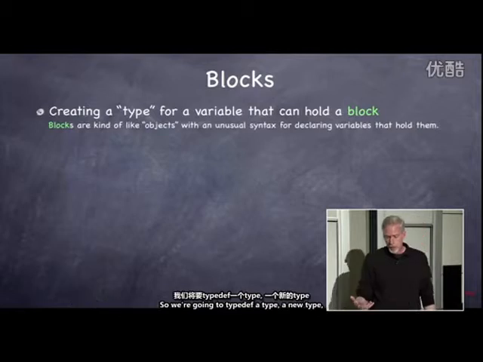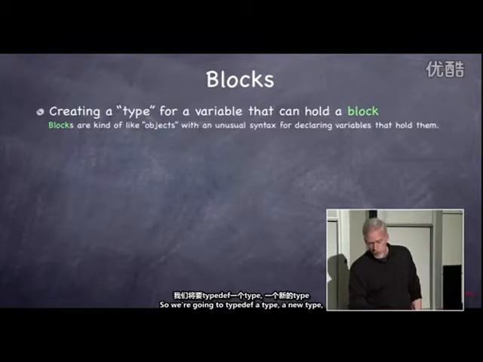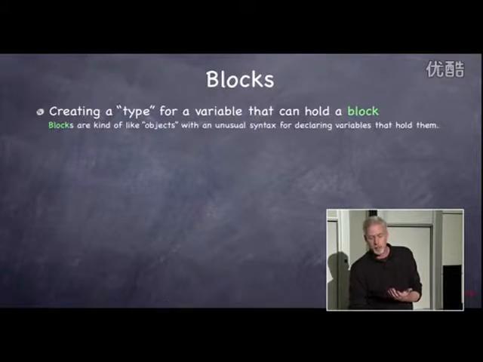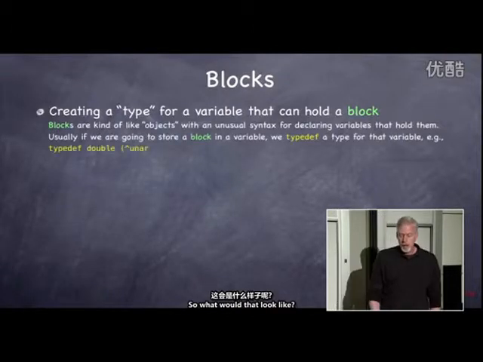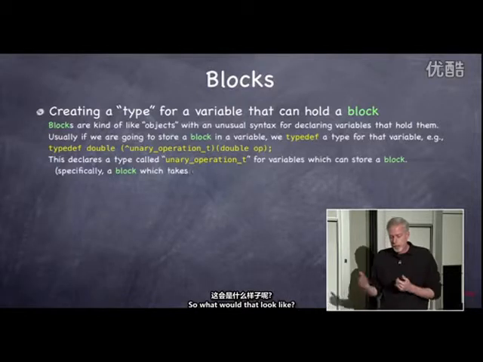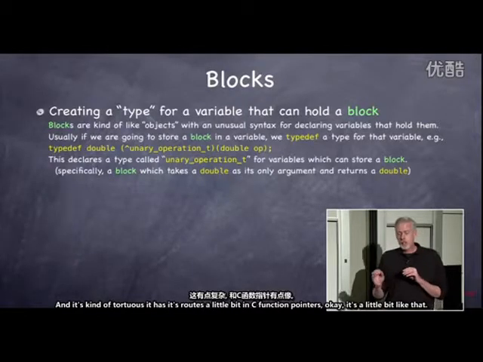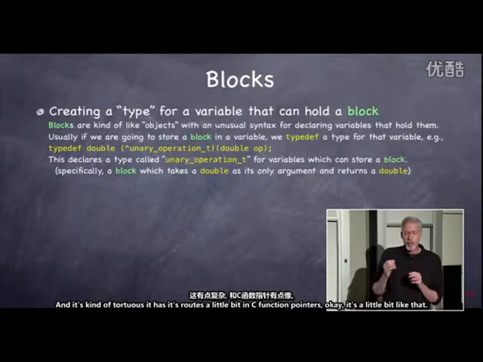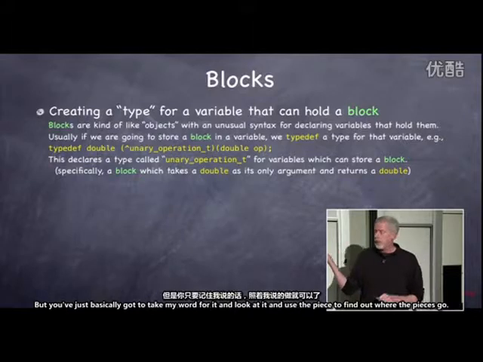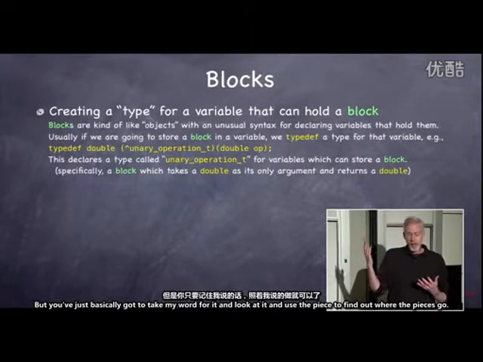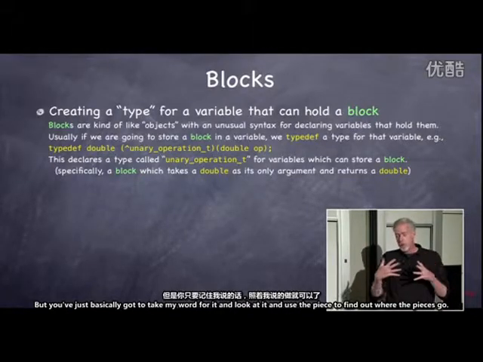Okay, so we're going to typedef a new type for a variable whose value is a block. Okay? And so what would that look like? It's kind of tortuous. It has its roots a little bit in C function pointers. It's a little bit like that. But you just basically got to take my word for it and look at it and find out where the pieces go.